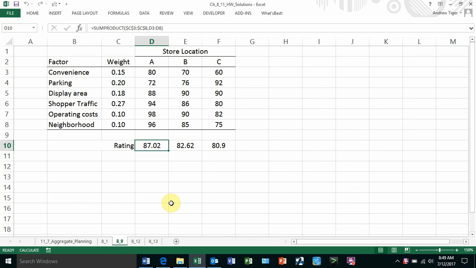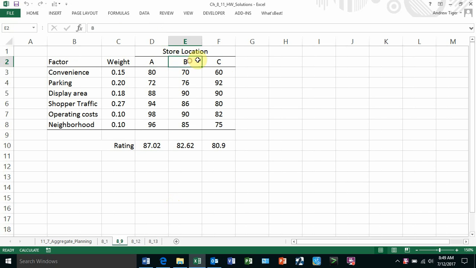Okay, this video goes over Chapter 8, the facility location problems. The two problems out of the book were a center of gravity problem as well as a multi-objective. So problem 9 is a multi-objective attempt at determining the best location.